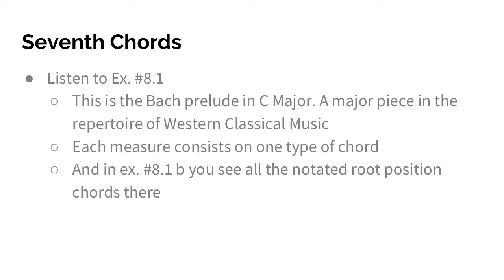So, please listen to example 8.1, and this is the Bach Prelude in C major. A lot of you will recognize this piece. This is a really popular piece of music, and it's a major piece in the Western classical world. Each measure consists of one type of chord. And if you look at example 8.1b, you'll see all the chords that are in the Bach Prelude in C major notated in root position.